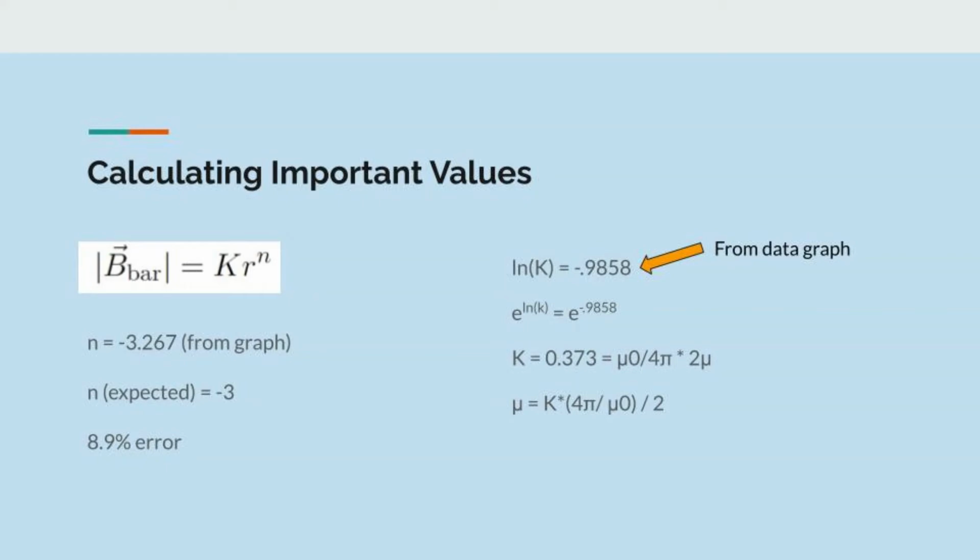The value of n was found to be negative 3.267, which was the slope of the line of best fit from the graph. We would expect it to be negative 3 because r is typically raised to the negative third power in the Biot-Savart equation. Therefore, I recorded an error of 8.9%.